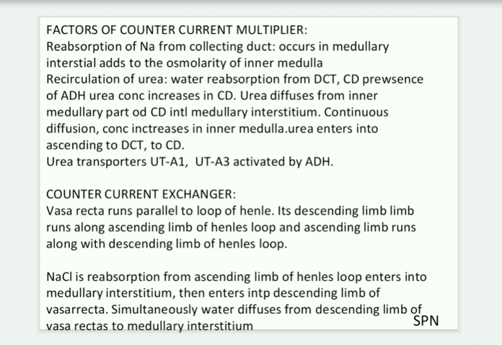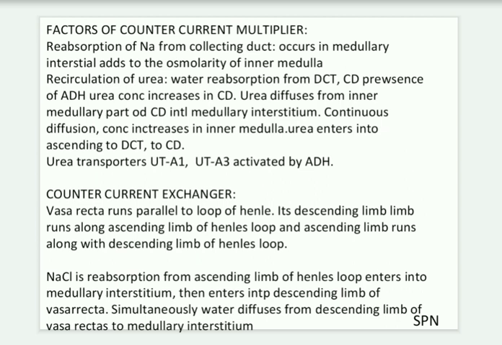reabsorption of sodium from the collecting duct, which occurs in the medullary interstitium and also adds to the osmolarity of the inner medulla. There are inner and outer medulla, but this reabsorption of sodium takes place in the inner medulla. Next is the recirculation of urea. As we know, the collecting duct is impermeable to urea, however due to water reabsorption from the DCT and collecting duct in the presence of antidiuretic hormone, urea concentration can increase in the collecting duct.